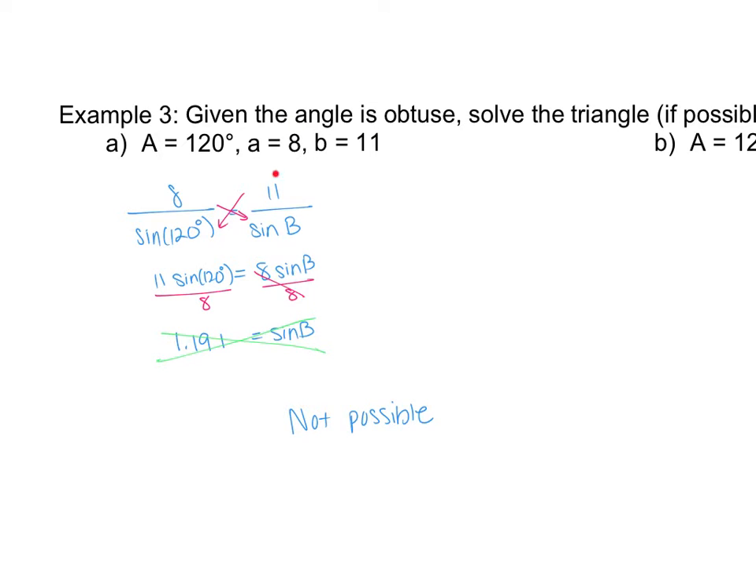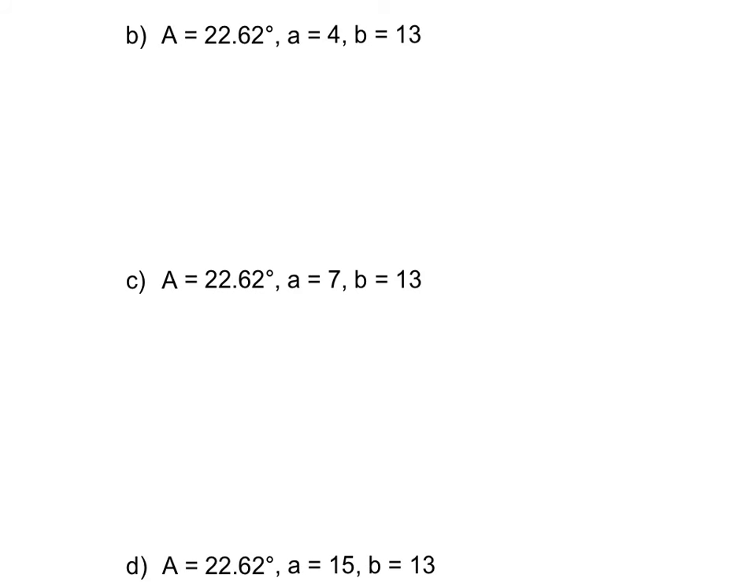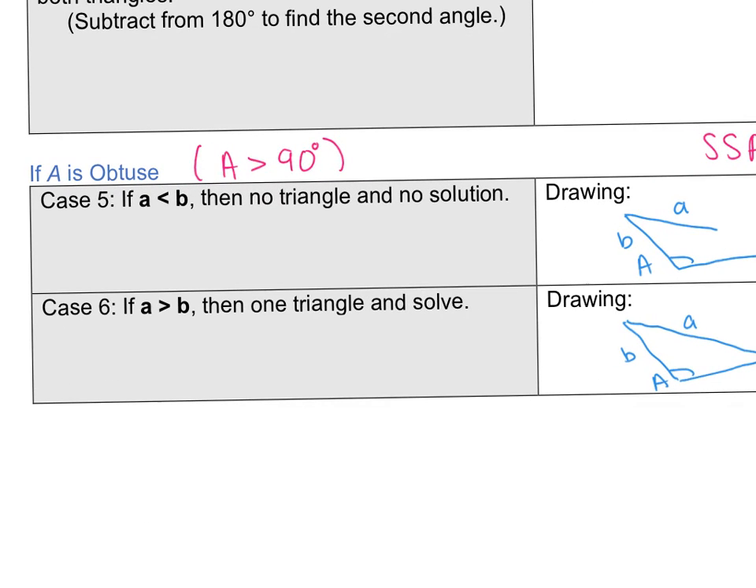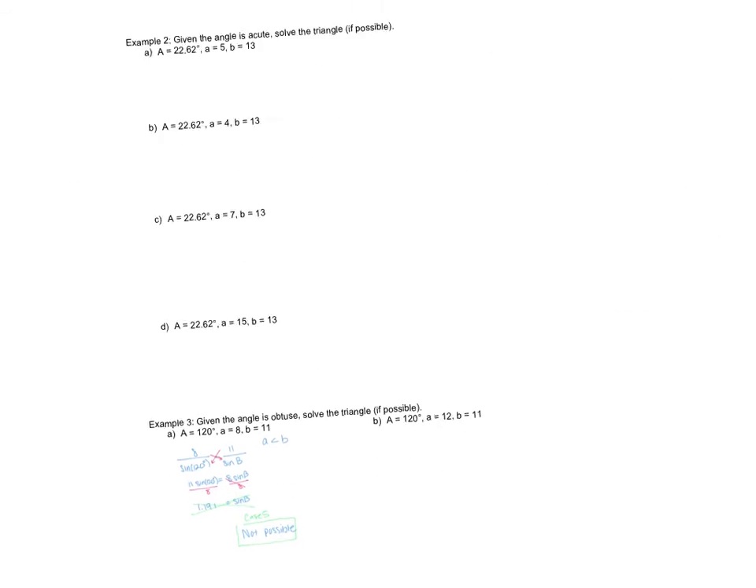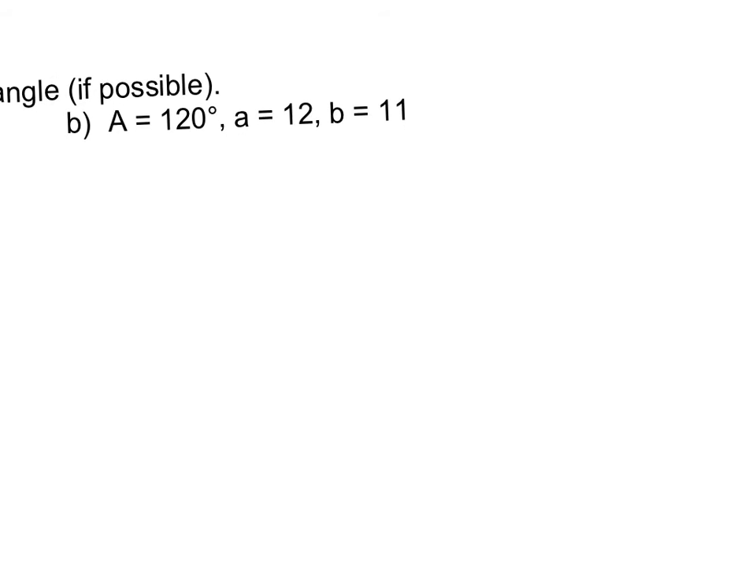Also, when I look at these lengths, this is very suspicious. A is smaller than B, right? 8 is smaller than 11, so A is too short, and this was an obtuse angle to begin with. So this is like that case we were mentioning, where the A here is too short, so it doesn't produce a triangle.